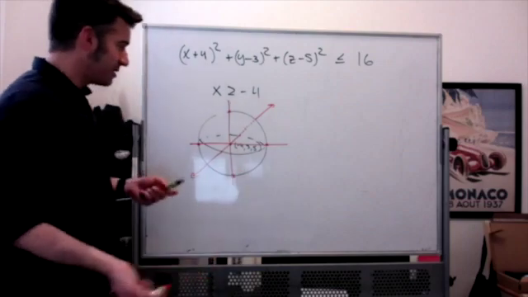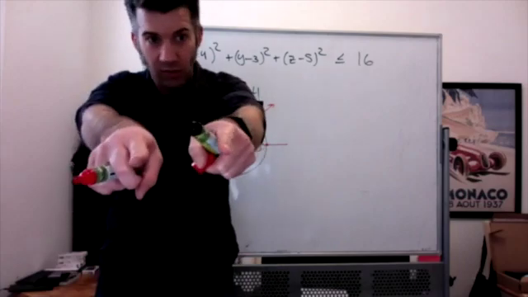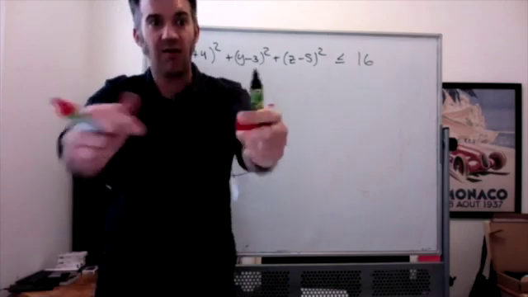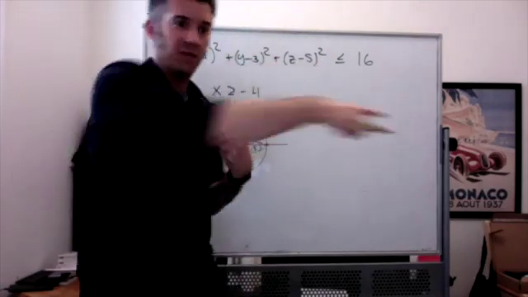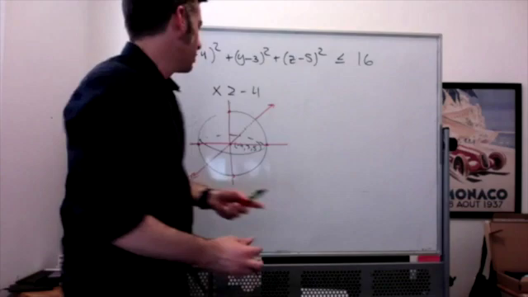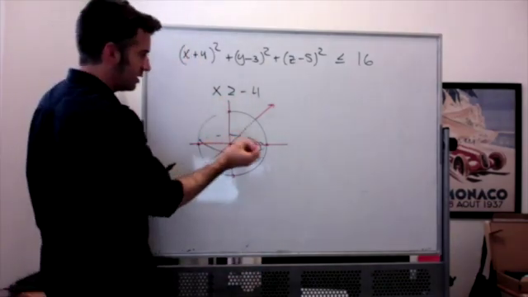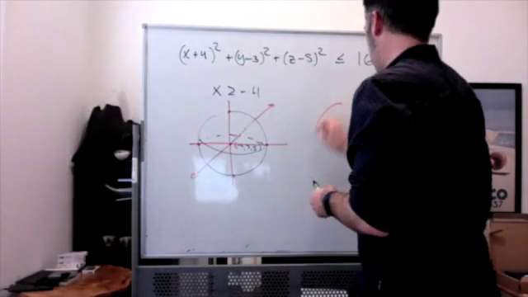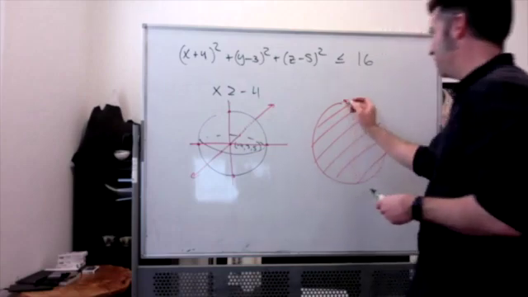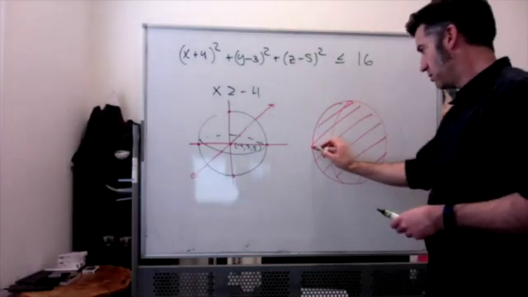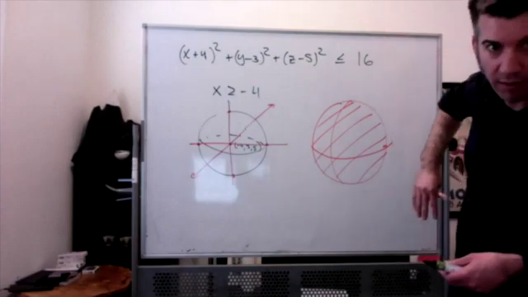Here's the thing: if x is bigger than or equal to -4, that means we're on the side of x that is toward you. This way is x getting bigger, that way is x getting smaller. This way is z getting bigger, this way z getting smaller, this way is y getting bigger, this way y getting smaller. So if x is bigger than or equal to -4, we essentially have the front half of the sphere. We have none of the back part.